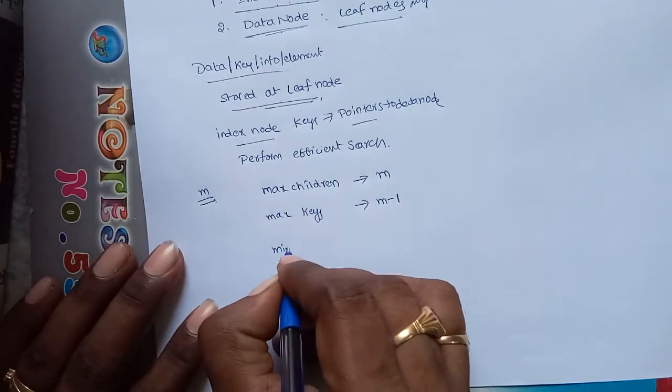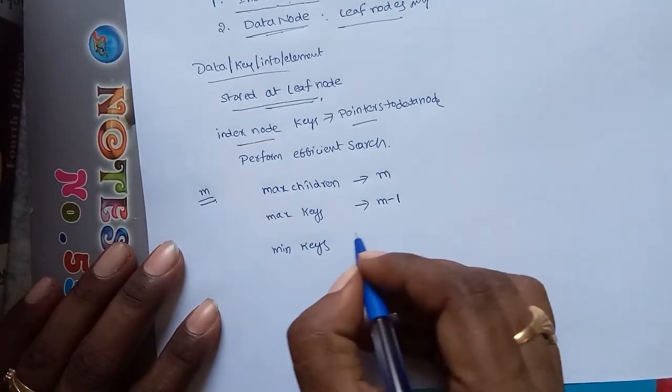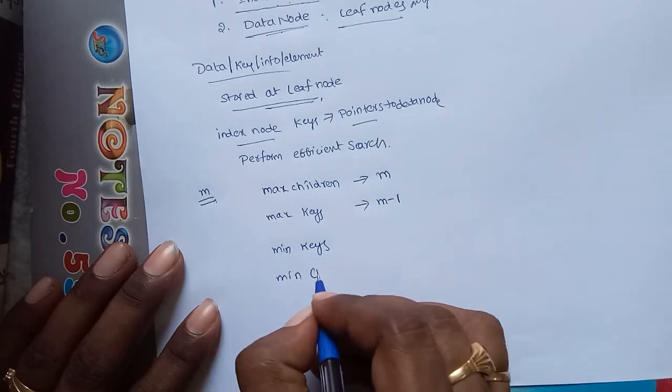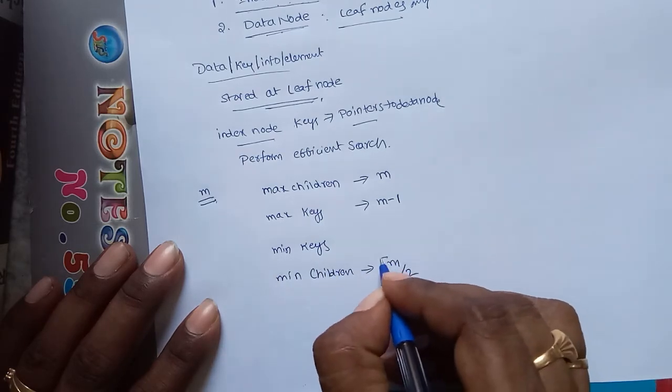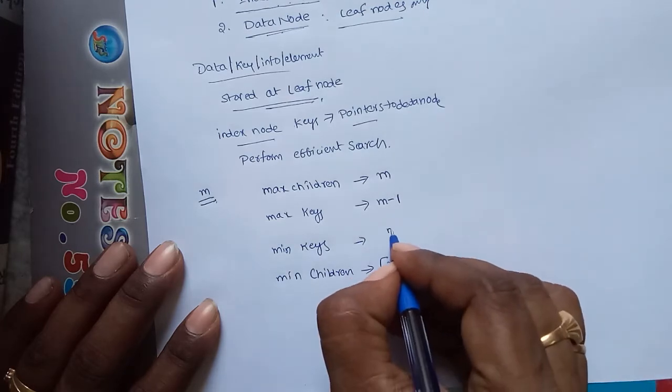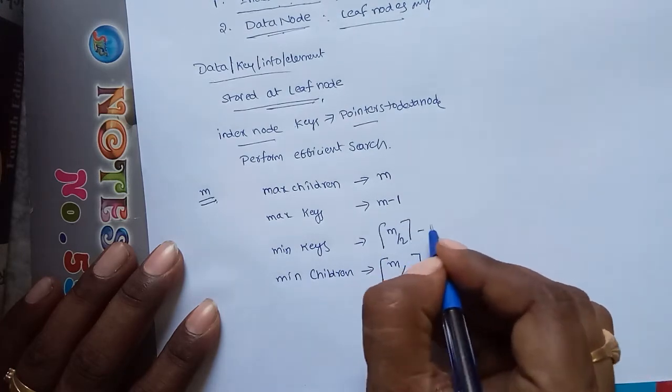And minimum keys and minimum children. What is the minimum children? M by 2, ceil of it. Minimum keys are M by 2 minus 1.